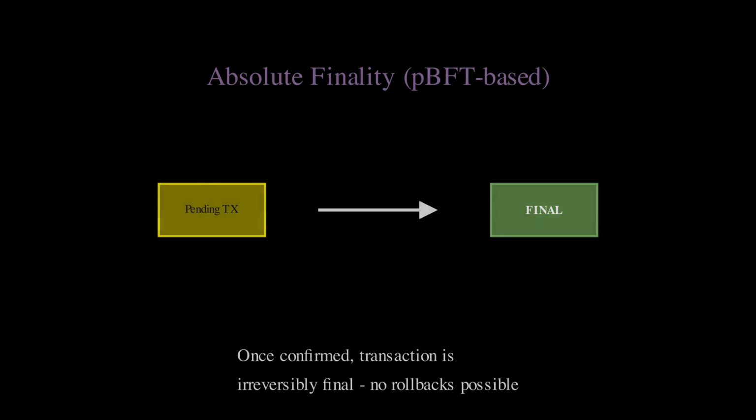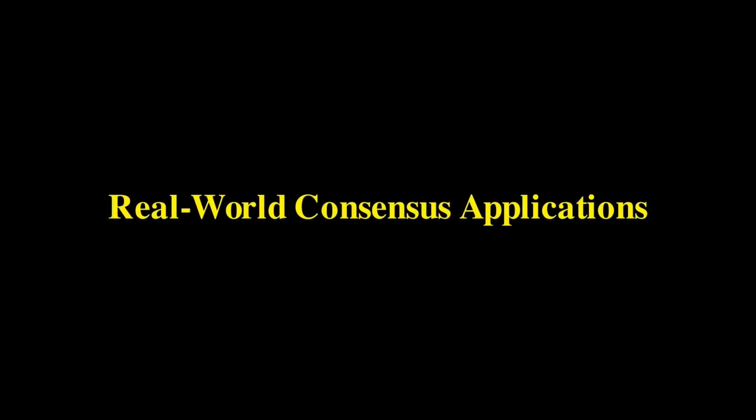Alright, now enough theory. Where is this stuff actually being used to solve real problems in the real world? Bitcoin, the original gangster, still uses proof of work after 15 years. It's processing millions of dollars in transactions every day, securing a $1 trillion network. Ethereum made a historic switch to proof of stake in 2022. Now it's processing way more transactions while using 99.9% less energy.